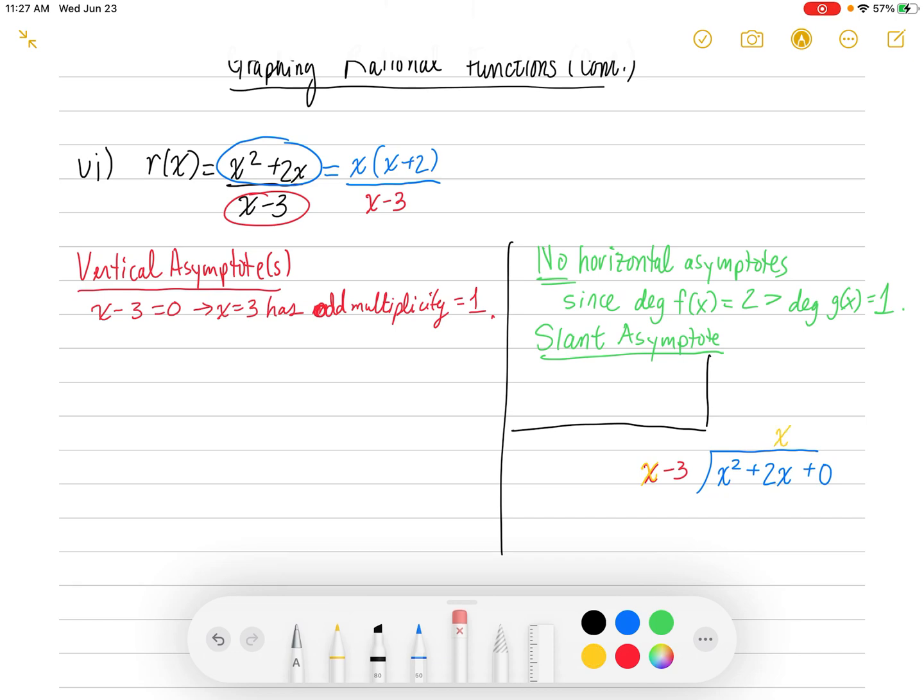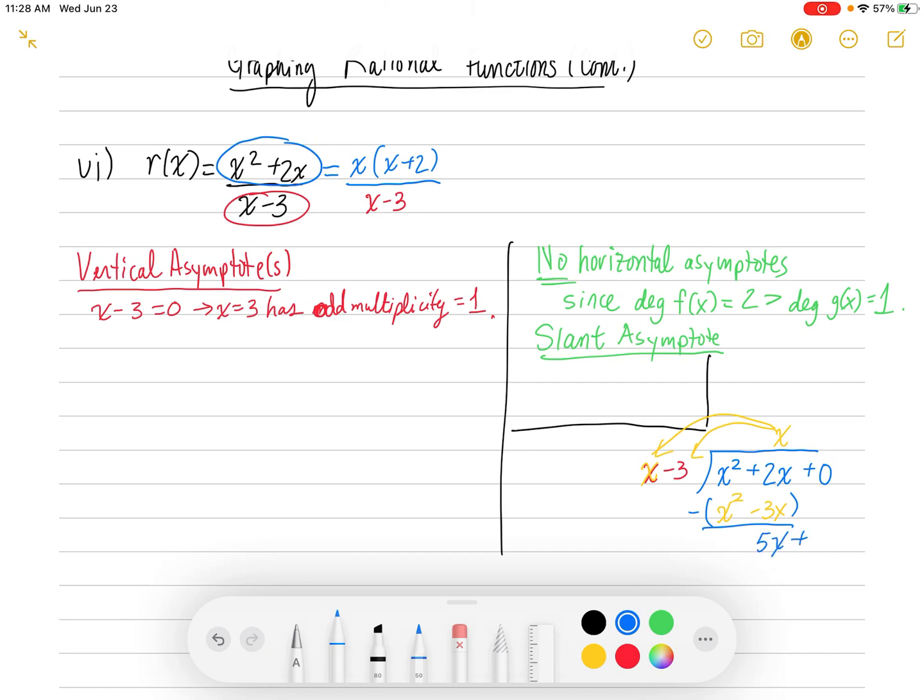And call this x out front yellow. I'm going to ask what times that yellow x will give me x squared. Well, obviously x. So I'm going to put an x up top in the x column. I'm going to multiply that x by the yellow x out front. X times x is x squared. X times minus 3 is minus 3x, and we're going to subtract all of those.